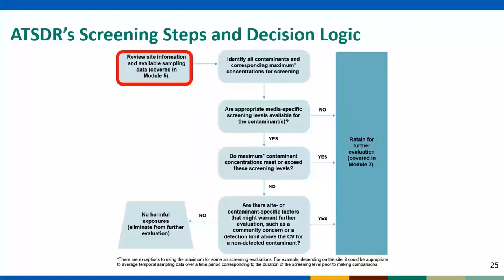The first red highlighted box is step 1, reviewing site information, which, again, you covered in FAT Module 5. Module 5 helped you define which sampling data were appropriate, identify factors that affect data quality, and helped you select all of the sampling data that were appropriate to use in the PHA process.